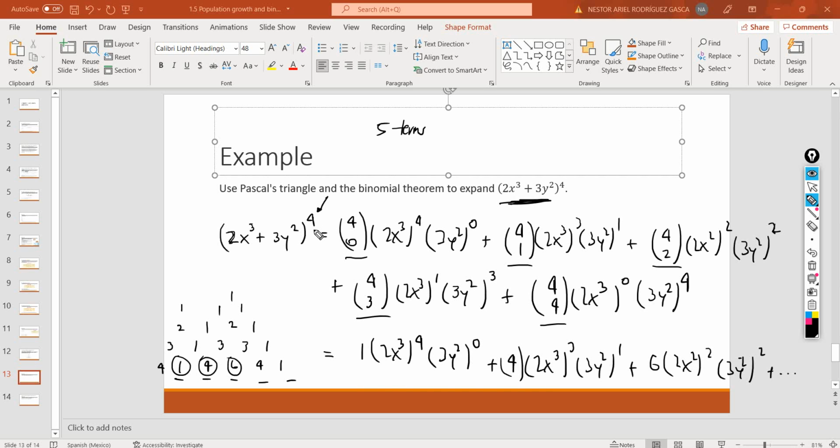That's the use of Pascal's triangle. And now I'm going to put you to use to solve some problems from the book, the exercises that come next. And that's it, guys. Thank you.